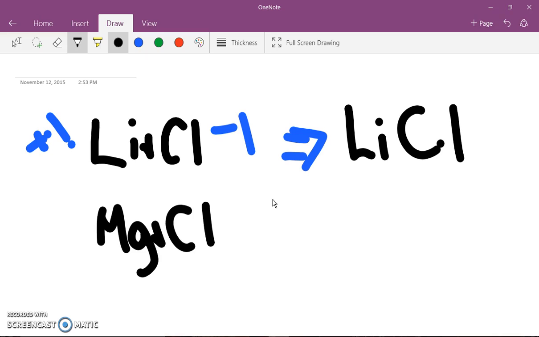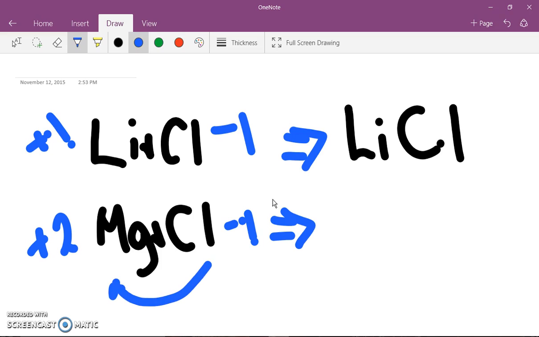So let's take a look at another example. In this example, we have magnesium and chlorine. Magnesium is in group 2, and that means that it will have a charge of +2. Chlorine, again, still has that -1. So when we think about what we would need to make that net charge of 0, we are going to need not just 1 chlorine, but we're going to need 2 chlorines to balance out those 2 extra electrons, right?